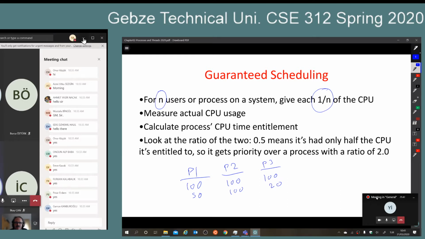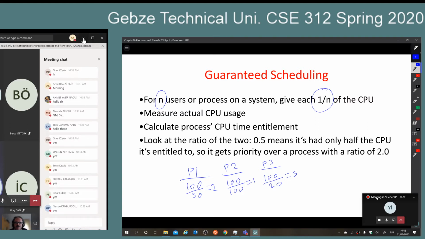So that means that I should give more priority to P1 and P3, maybe more priority to P3 because it did not use the proper amount of the CPU time. So what would I do? I would say that this would be priority 3, this would be priority 1, and this would be priority 2. So the highest priority would be P3, then P1, and then P2. So this way, I am guaranteeing the same CPU time for each process.